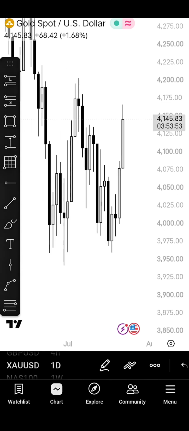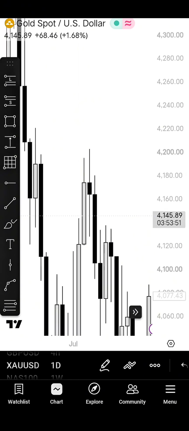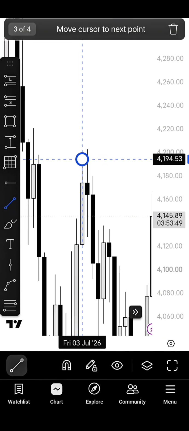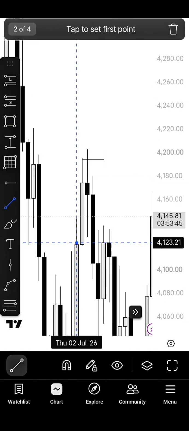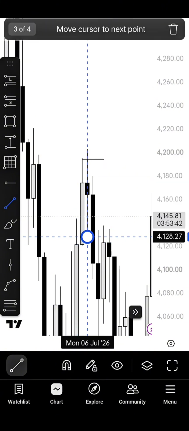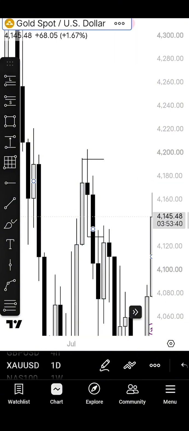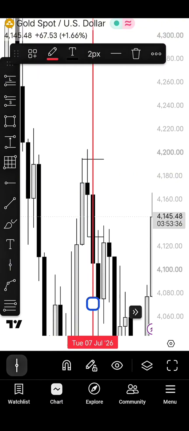So for example, you see here, I will show you all examples from last week. This daily candle closes below the high of the previous candle, the first candle. So this is the start of the third candle.